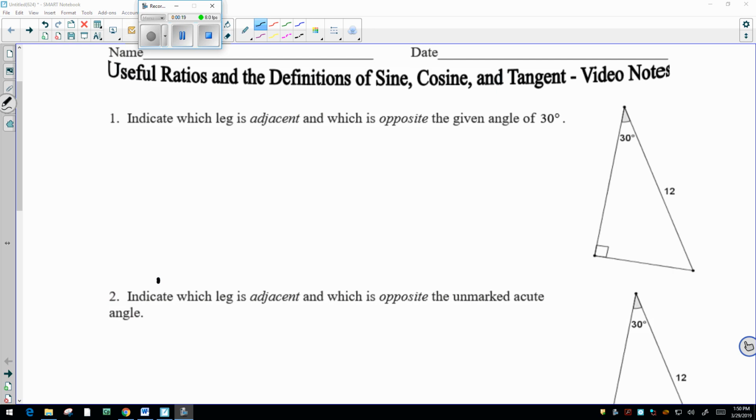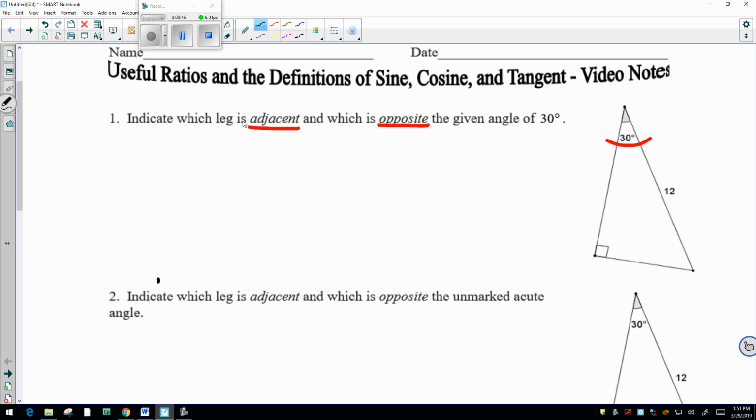So the first thing that we're going to do is take a look at the triangle to the right. And two words that come up quite a bit are opposite and adjacent. And we have to know what that means, where they're located. So looking at the triangle, we have to identify the leg that is adjacent and opposite to the given angle of 30.